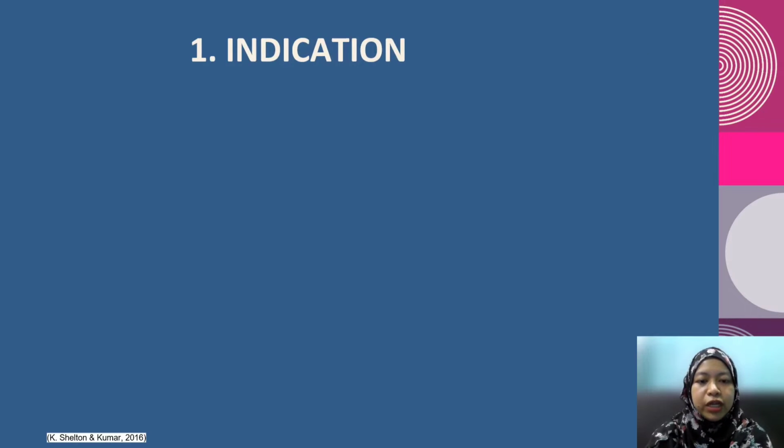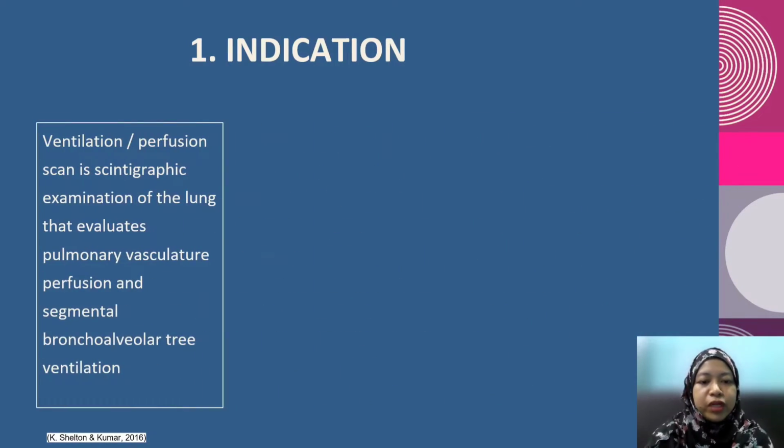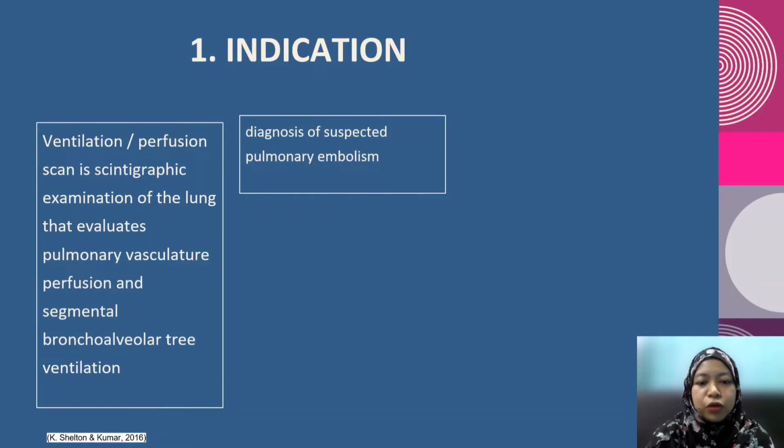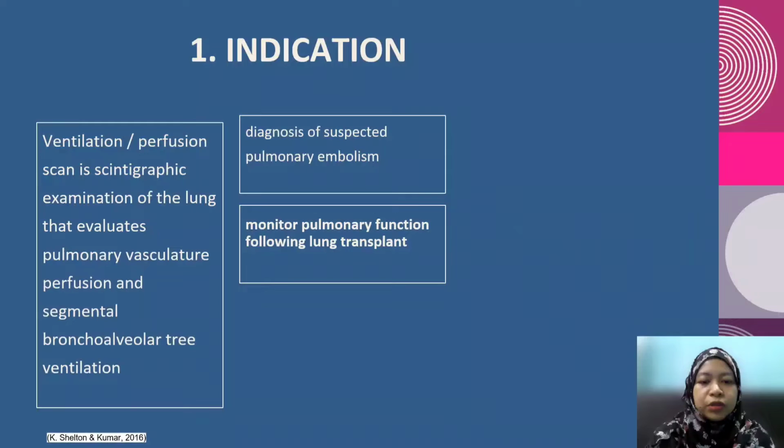For indication, ventilation perfusion, which is VQ scan, is a scintigraphic examination of the lung that evaluates pulmonary vasculature, perfusion, and segmental bronchoalveolar ventilation. Most commonly, VQ scan is used to diagnose suspected pulmonary embolism.